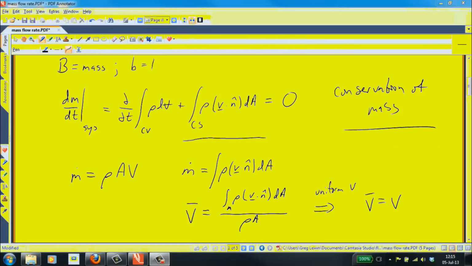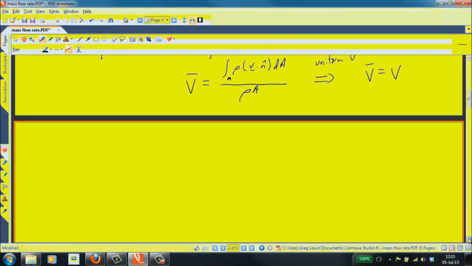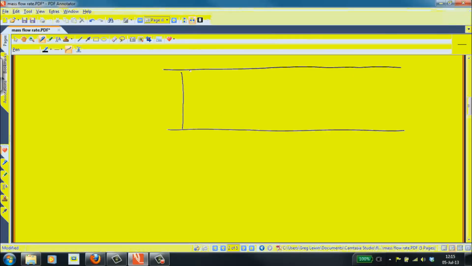Let's look at an example, and in this one we will look at how we deal with compressible flow as well. Let's say that we have a pipe, and we have some flow profile going into this pipe and some flow profile going out of this pipe. I've drawn them as parabolas. They don't have to be parabolas because we're just going to talk about the bulk mass flow in this case.